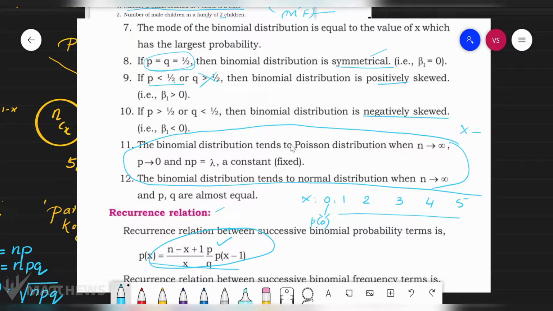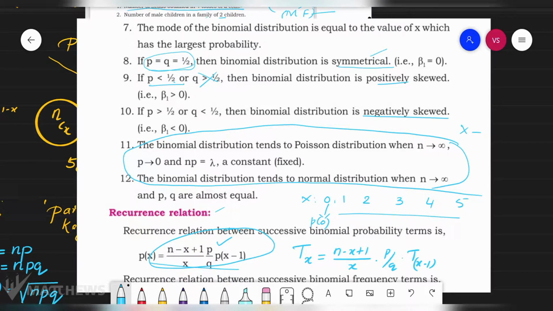Likewise we have some frequencies also. To find successive frequencies, we have this formula: (n minus x plus 1) divided by x, into p by q, into f of x minus 1. This is the formula that can be used to find the successive frequencies. How many times has this happened? If we are doing something like tossing a coin, say for example, we are tossing the coin 200 times.